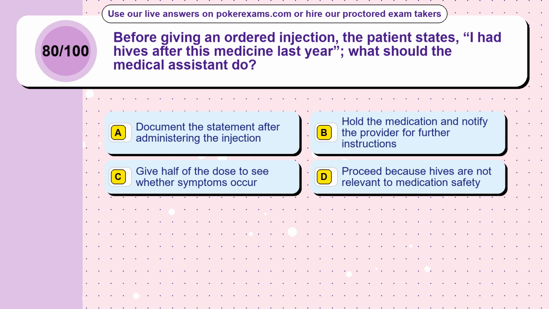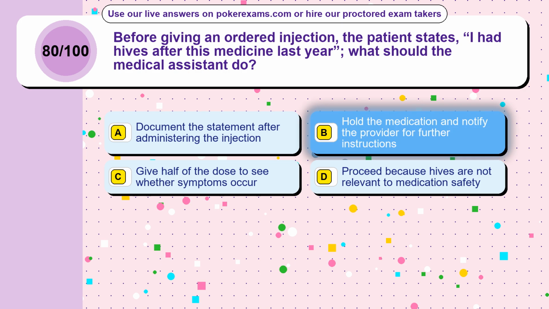Question 80. Before giving an ordered injection, the patient states, "I had hives after this medicine last year." What should the medical assistant do? Option A. Document the statement after administering the injection. Option B. Hold the medication and notify the provider for further instructions. Option C. Give half of the dose to see whether symptoms occur. Option D. Proceed because hives are not relevant to medication safety.